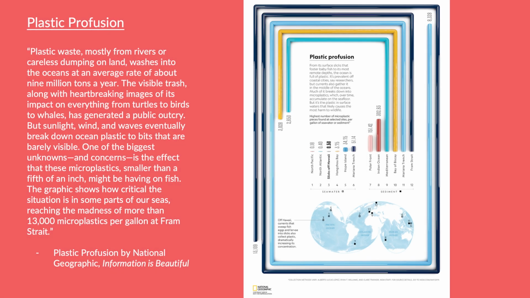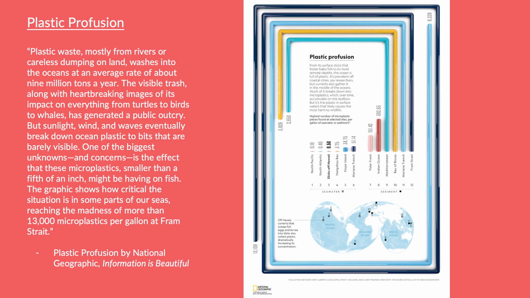So this is a very cool bar chart in National Geographic that is called Plastic Profusion. And I'm just going to read this description. Plastic waste, mostly from rivers or careless dumping on land, washes into the oceans at an average rate of about 9 million tons a year. The visible trash, along with the heartbreaking images of its impact on everything from turtles to birds to whales, has generated a public outcry. But sunlight, wind, and waves eventually break down ocean plastic to bits that are barely visible.